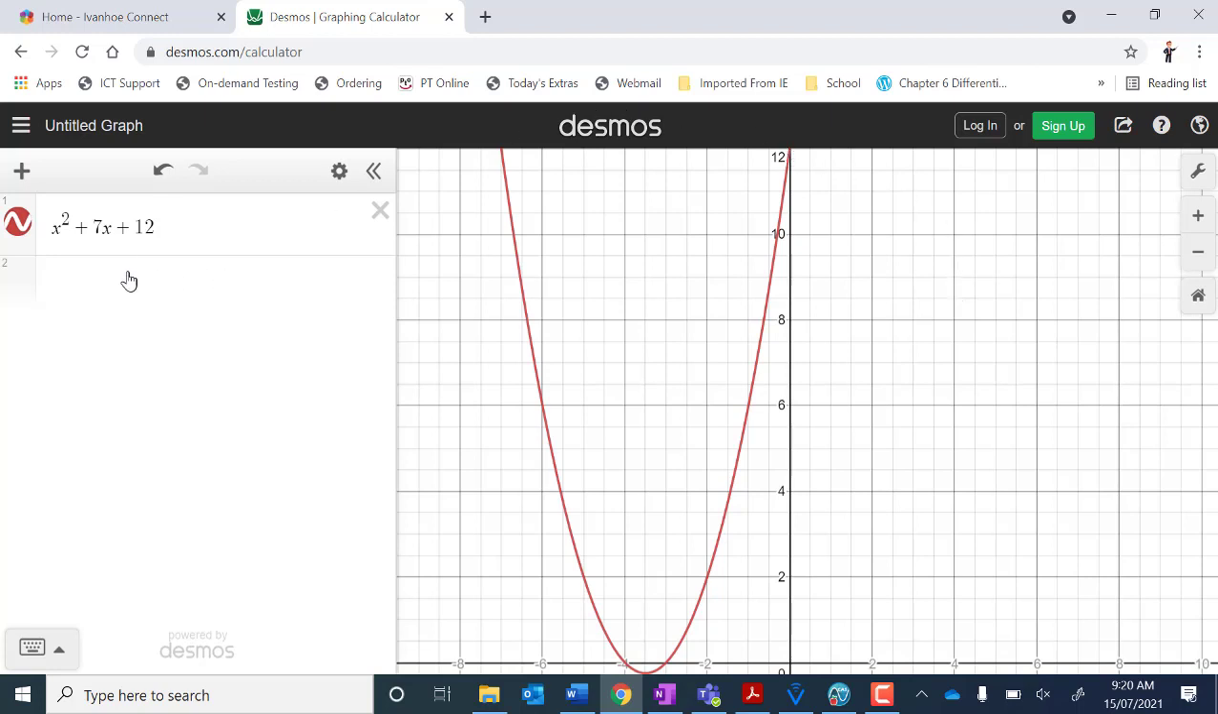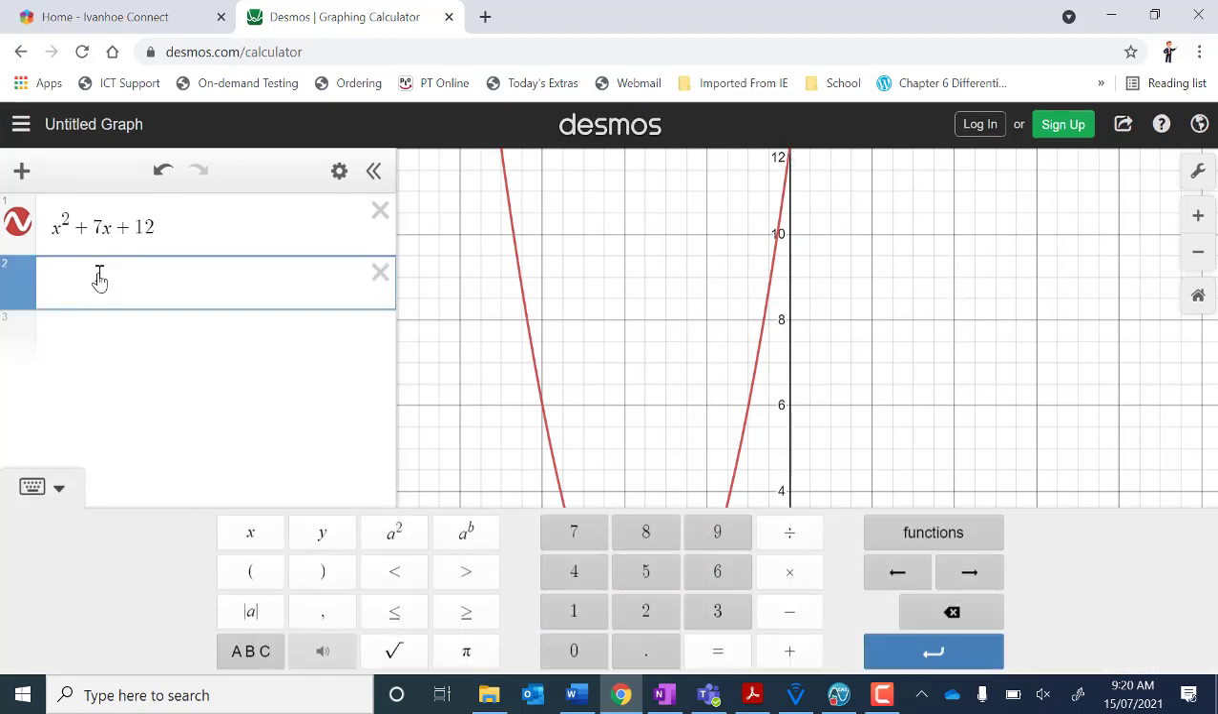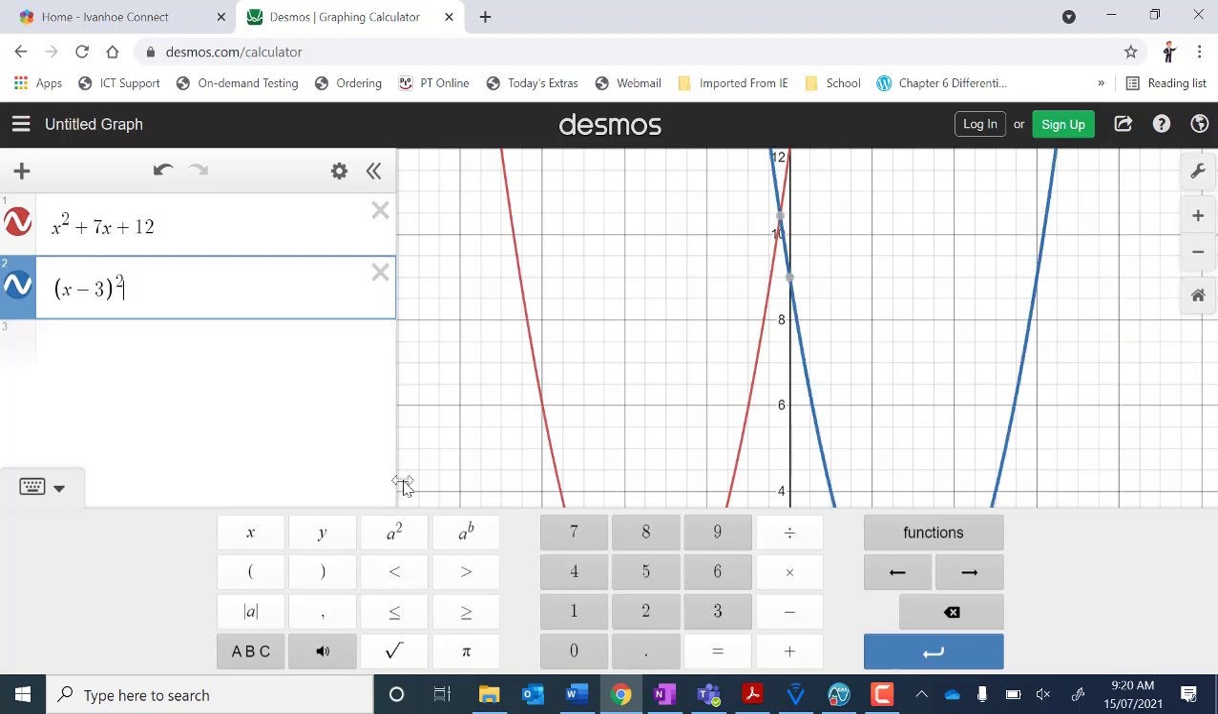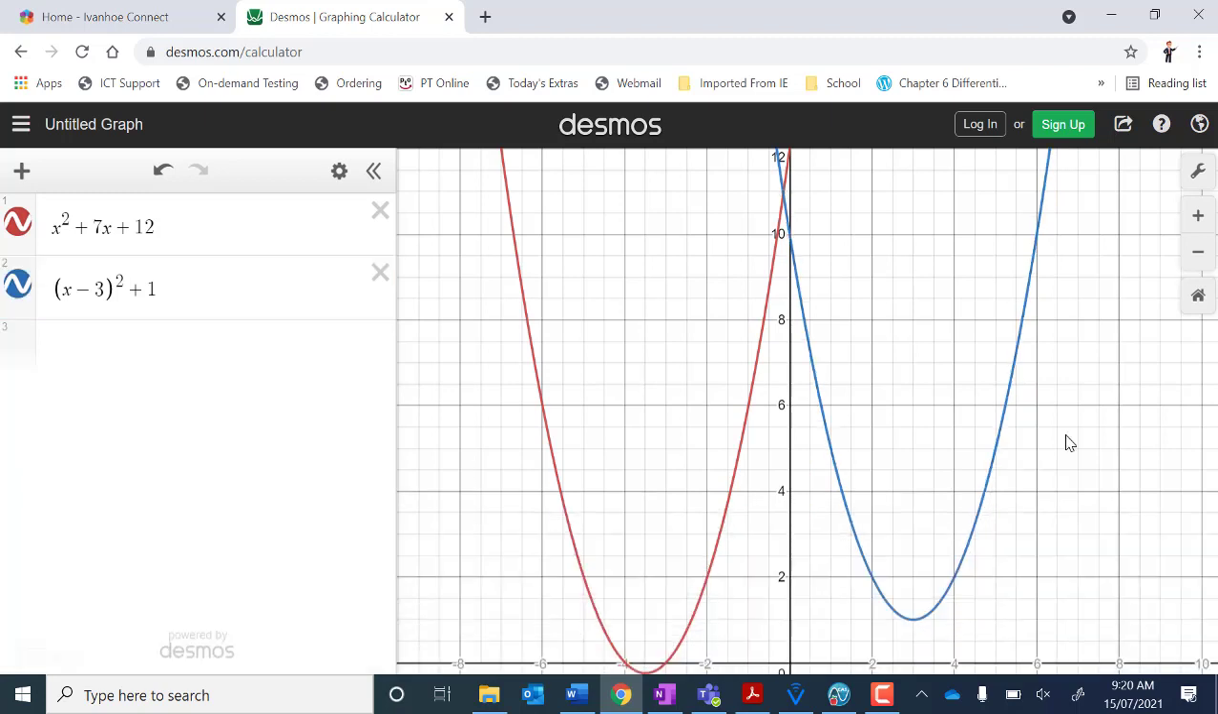Likewise, if I was to go across here, you can also add another function. Let's just say we've got this other form which we'll look at later, something like this. Let's just quickly have a look at something like this: x minus 3 all squared plus 1. If it's in this form here, where we've got a bracket squared.